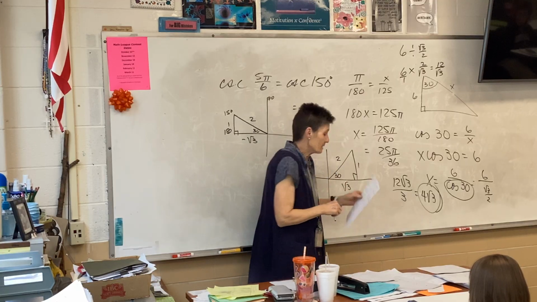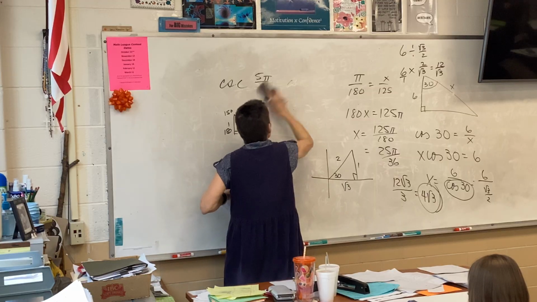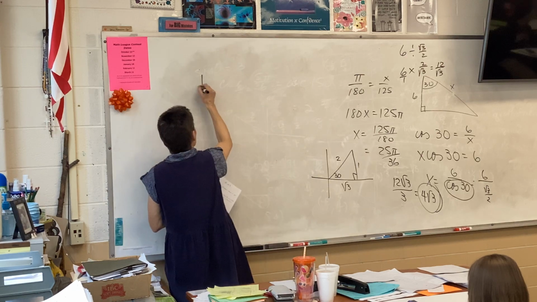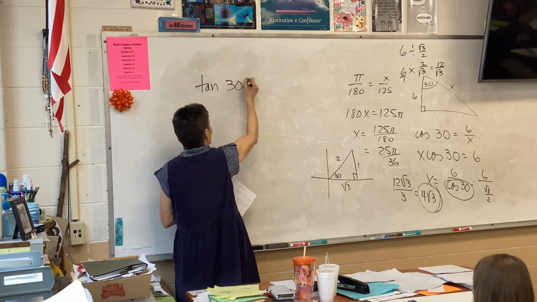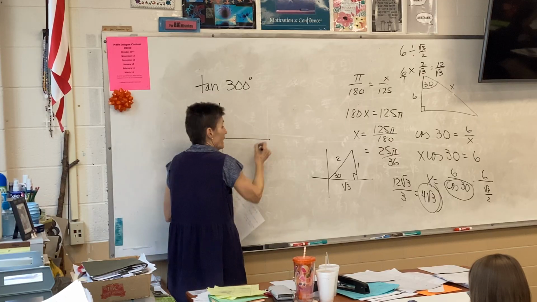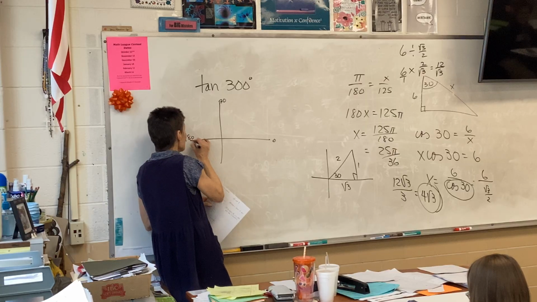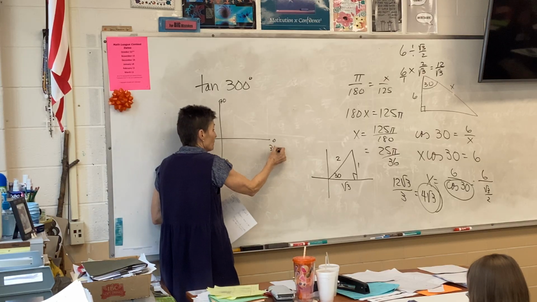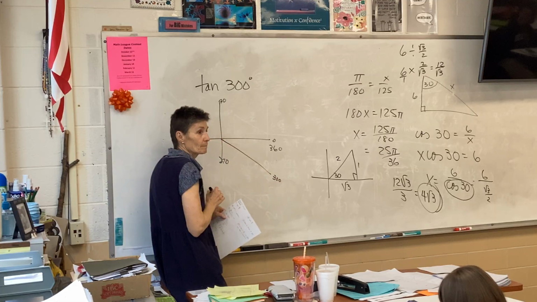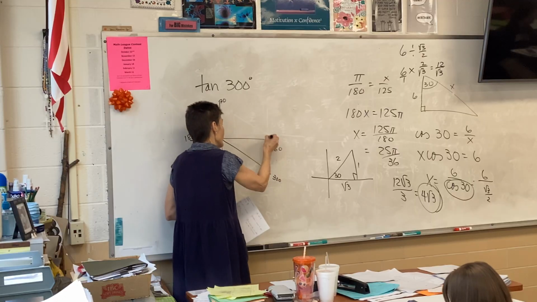All right. Tangent 300. Let's draw 300, keeping in mind, these are our labels. So 300 would be here. That's 30, 60. So here we go.